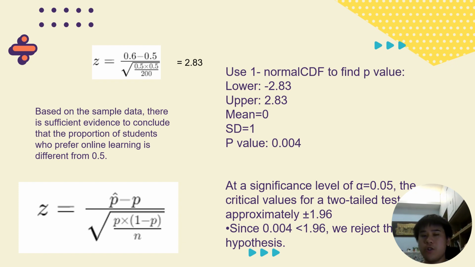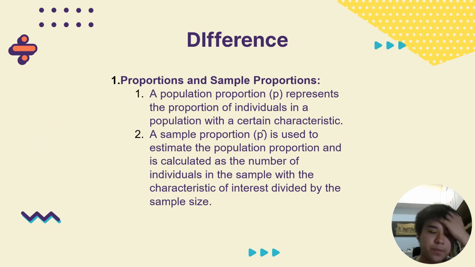Therefore, our conclusion should look something like this. Based on sample data, there is sufficient evidence to conclude that the proportion of students who prefer online learning is different from 0.5. Now, one key thing to remember, you need to say sufficient evidence. The word evidence is super important. Always make sure you say something like sufficient evidence along those lines.